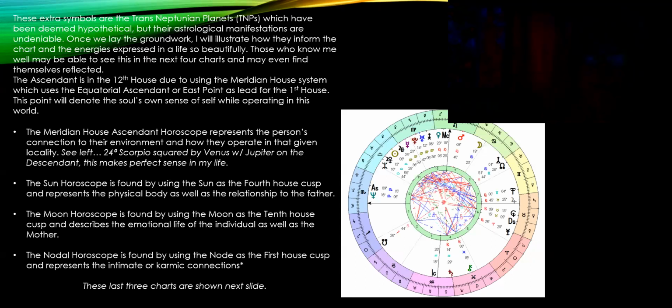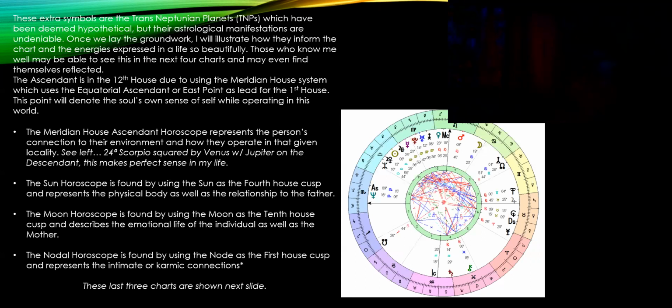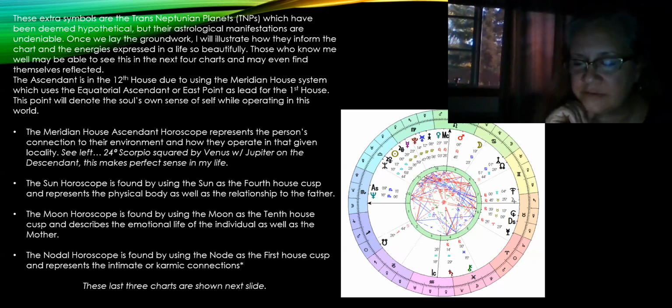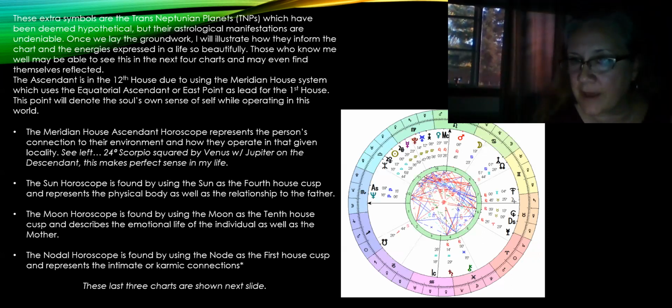And so with the meridian house ascendant, you're looking for how your soul wants to operate in the world that we're in. And that can help us, you know, in our evolutionary astrology, when we're looking into that, that can help us learn about that as well.